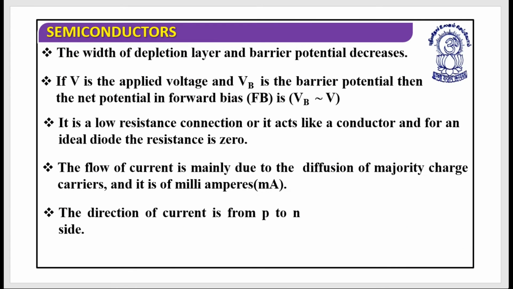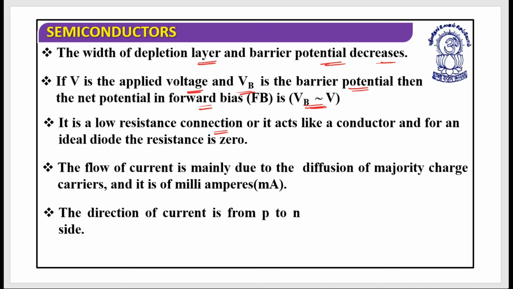Yes. So in the forward case of biasing, the width of the depletion layer and the barrier potential decrease, and as they decrease, it is much easier for a current to flow. So if V is the applied voltage and let's say VB is the barrier potential, then the net potential in forward bias is V minus VB, and it is a low resistance connection, or it acts like a conductor.